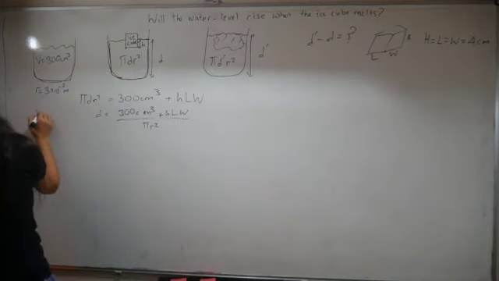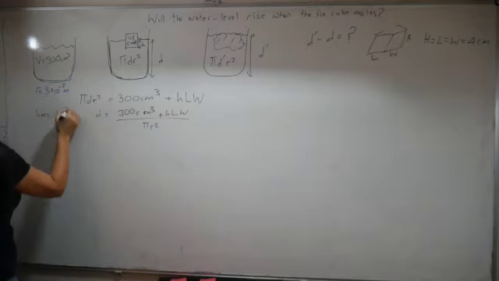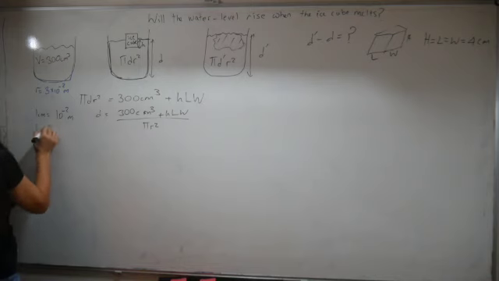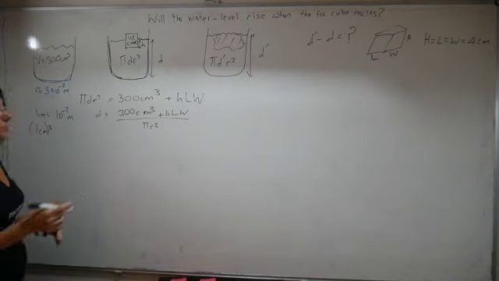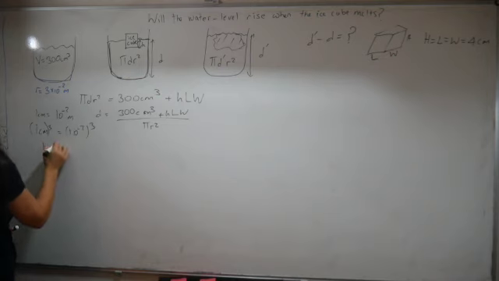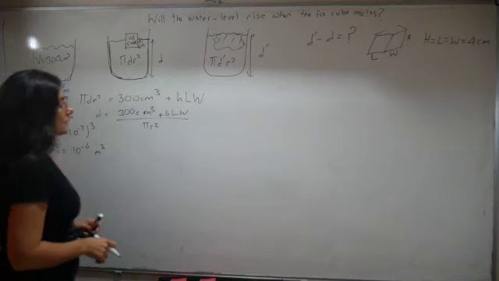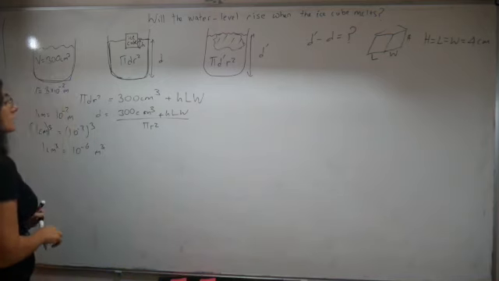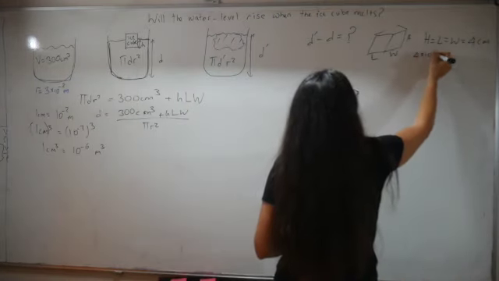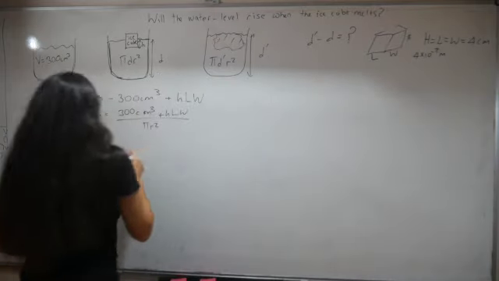So 1 centimeter is going to be what? 10 to the minus 2 meters. Then 1 centimeter cube, the whole thing is cubed. So 1 centimeter cube is 10 to the minus 6 meter cube. Okay, so we have done the conversion, and 4 centimeter is 4 times 10 to the minus 2 meters. We just sub in the numbers.